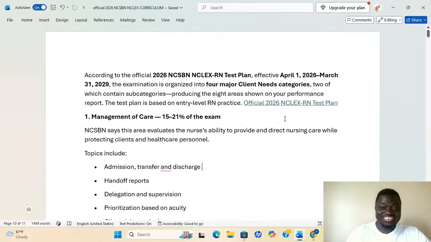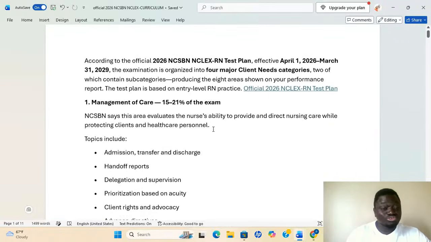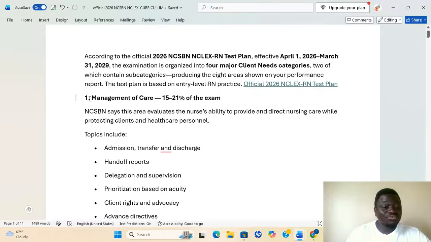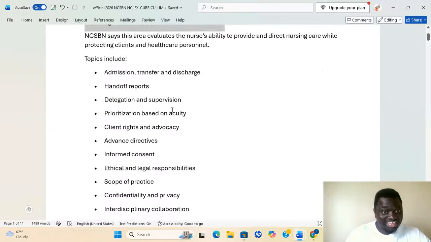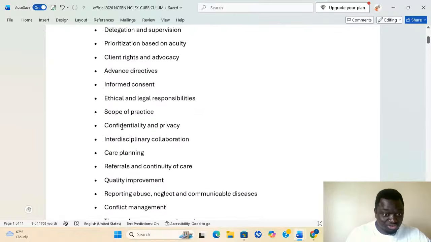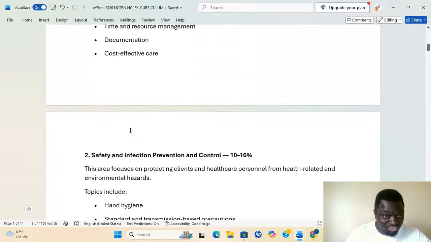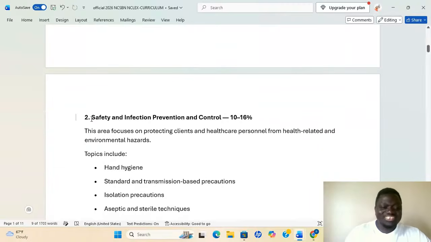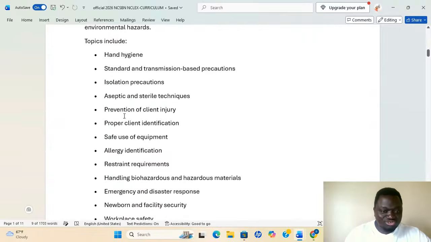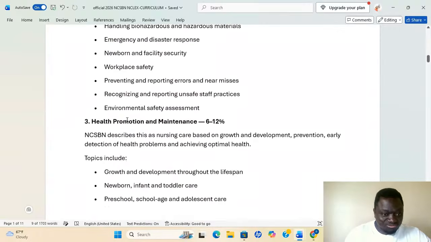Okay. This is an official report from what? The NCSBN. I'll get a day and explain everything to you, what you are supposed to do. These are the areas they are going to test us on. Management of nursing care. And these are the topics you should know before you enter the NCLEX room. Okay. Safety and infection prevention. These are the topics you should know before you enter the NCLEX room.